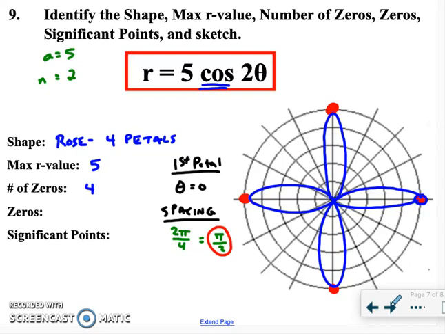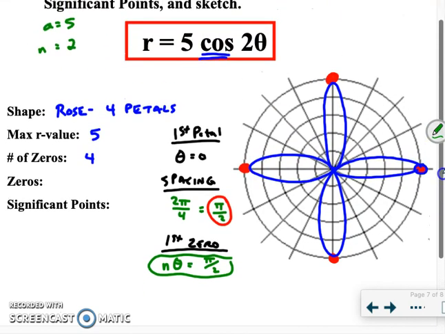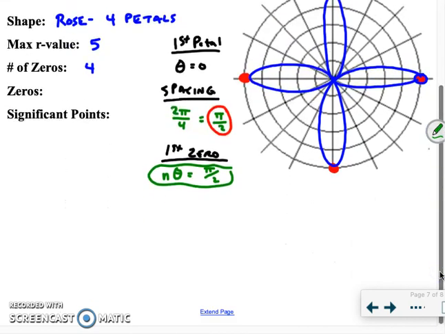So now, actually finding the zeros, specifically the first 0, that's where the hassle is going to come in with a cosine problem. And surprise, surprise, we use the same equation: n theta is equal to pi over 2. We claimed a while ago that n was 2, if I'm remembering correctly, yes. So 2 theta is equal to pi over 2, multiplying both sides by 1/2, we can say that theta is equal to pi over 4. So we found our first 0.